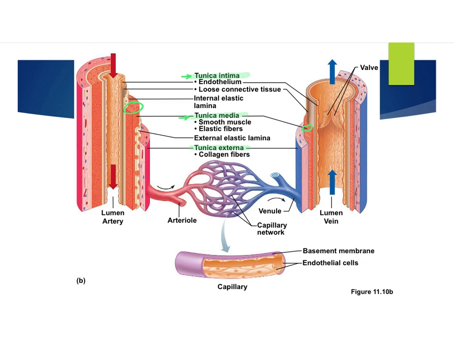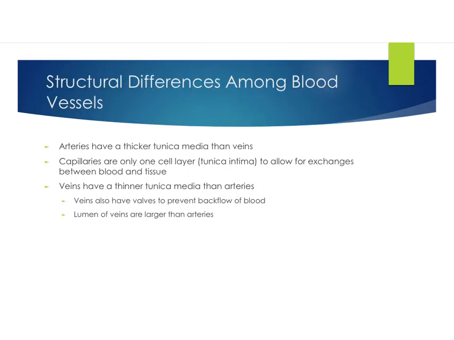And those are both a little different from capillaries. Capillaries are the smallest blood vessel where tissue or gas exchange and nutrient exchange happens. And so they're just lined with epithelial cells, and then they have a basement membrane on the outside. That way it's much easier for things like oxygen and carbon dioxide to diffuse in and out of the capillaries. As mentioned before, arteries have a thicker tunica media than veins do, and capillaries are only 1 cell layer thick, and that again allows for exchange between blood and tissue, like gas exchange and things like that. Veins have a thinner tunica media than arteries.